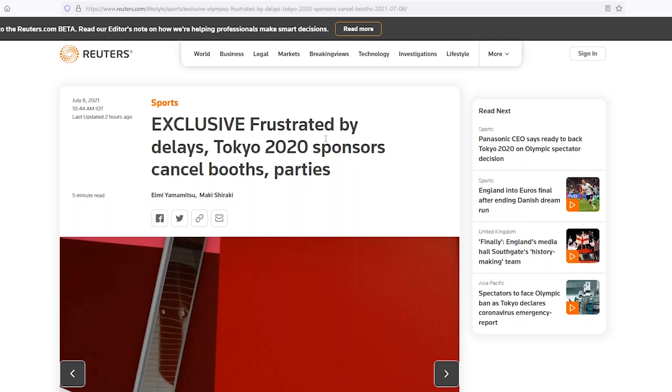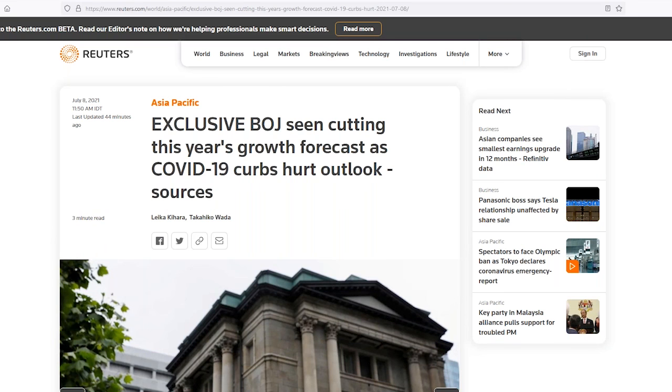We see a headline here, frustrated by delays, Tokyo 2020 sponsors cancel their booths and their parties. Okay, so that's a negative headline out of Japan that because of COVID fears still, the Olympics look like they have some problems. Then we go to the next headline. Bank of Japan seen cutting this year's growth forecast as COVID-19 curbs hurt the outlook.